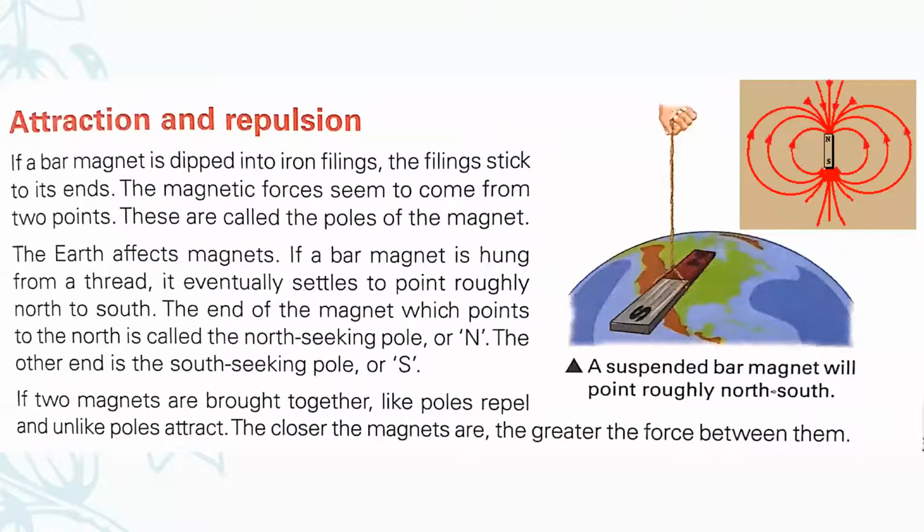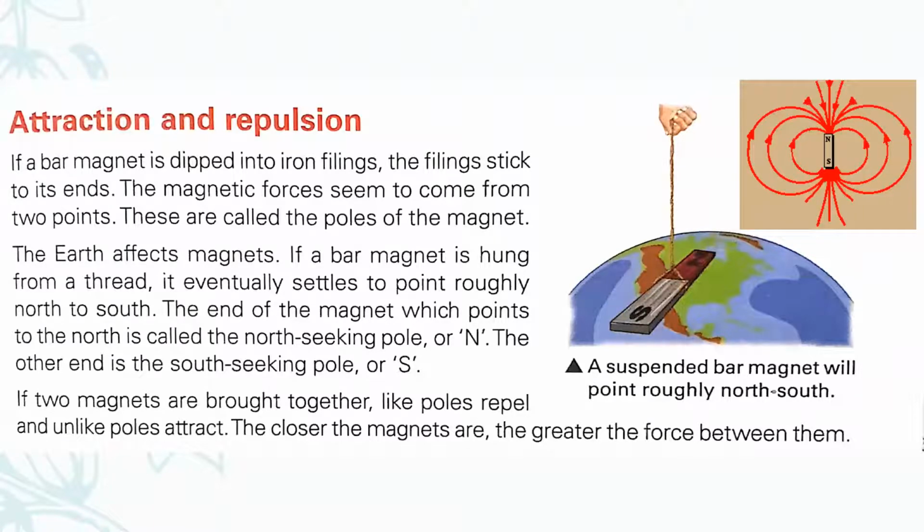Come towards your book page. Attraction and repulsion. You can see here this is a bar magnet. Okay, this is a bar magnet. If you suspend it like this, this is the so-called freely suspended bar magnet. If you freely suspend the bar magnet, it will always point north-south. One side of the magnet will point towards the north and the other one will point towards the south. Always, if you freely suspend a bar magnet, it will point towards the north and south.